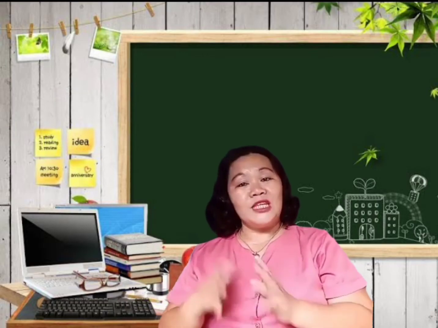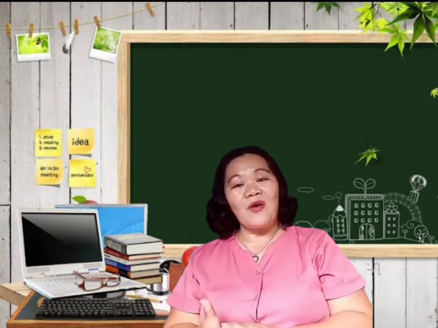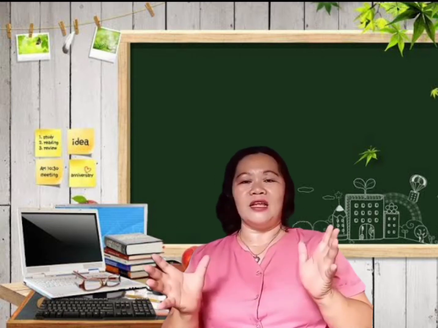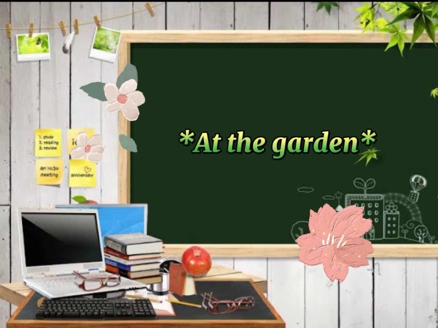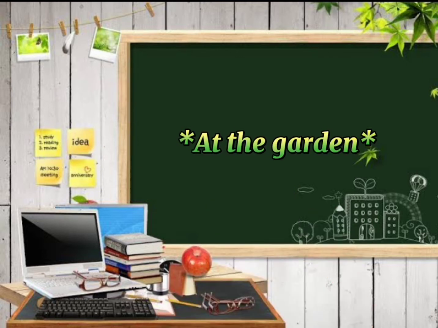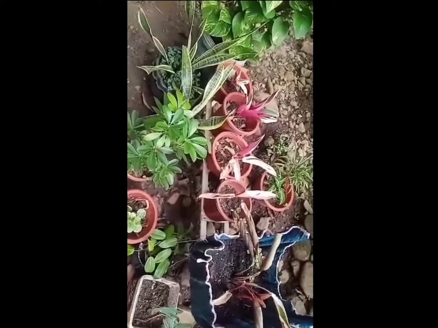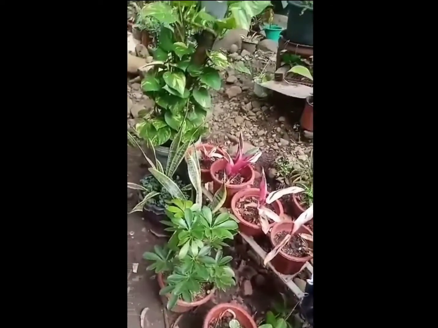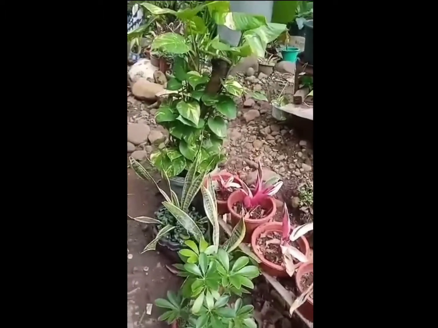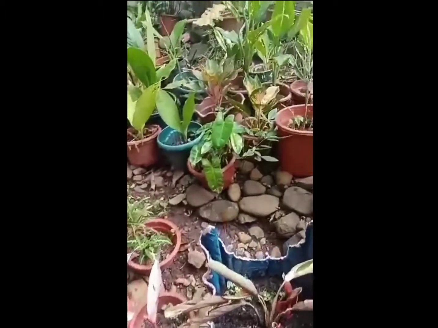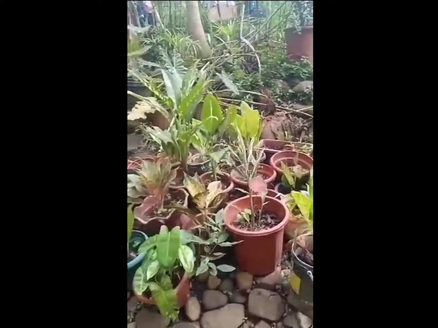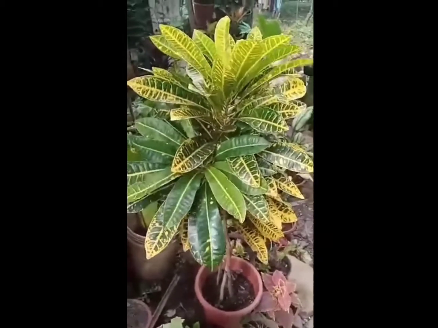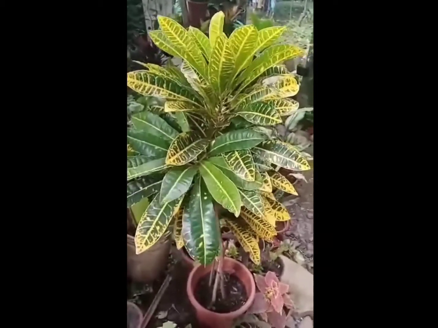So, before we proceed to our topic, let's roam around and see a beautiful garden and describe each flower. Okay, so these are the different kinds of plants. So that's it, kids, the different kinds of flowering and non-flowering plants.